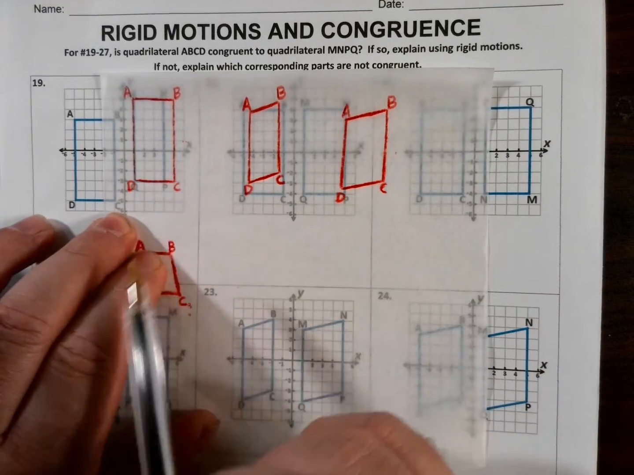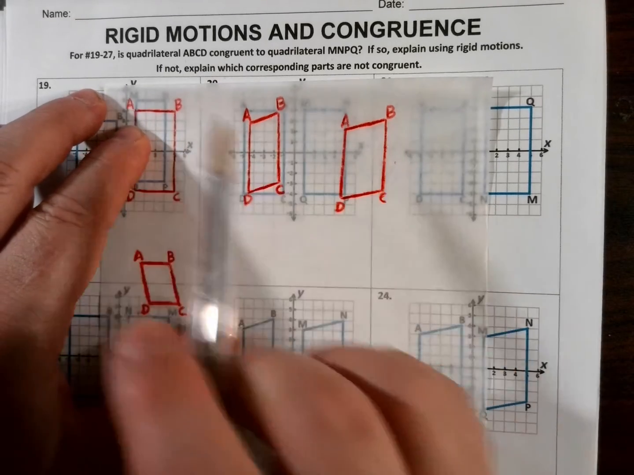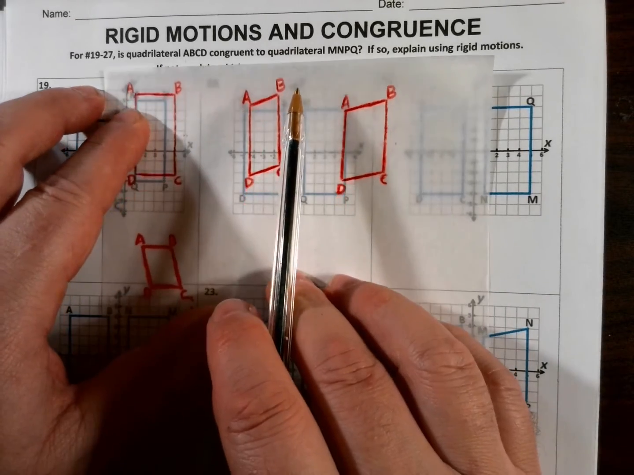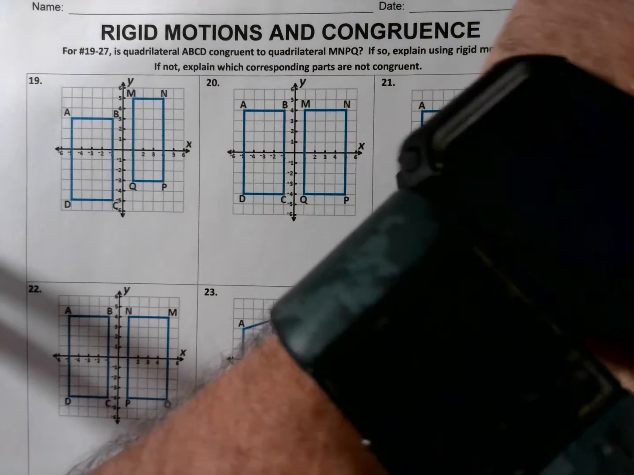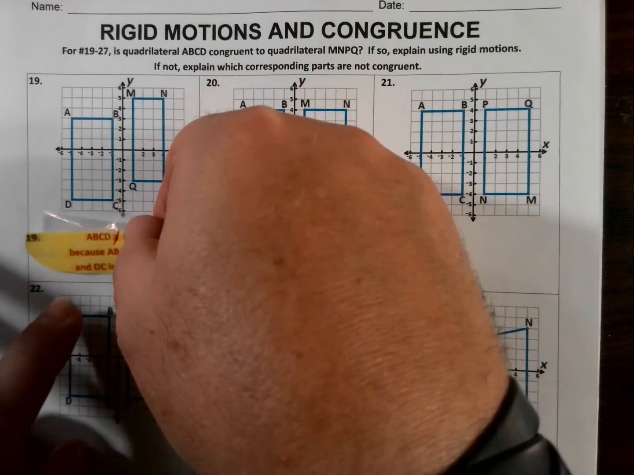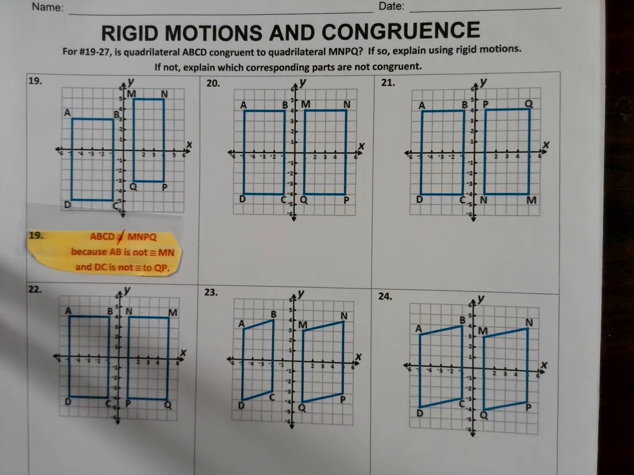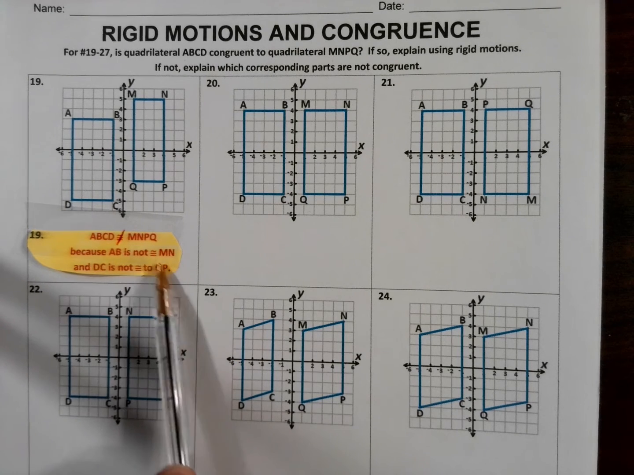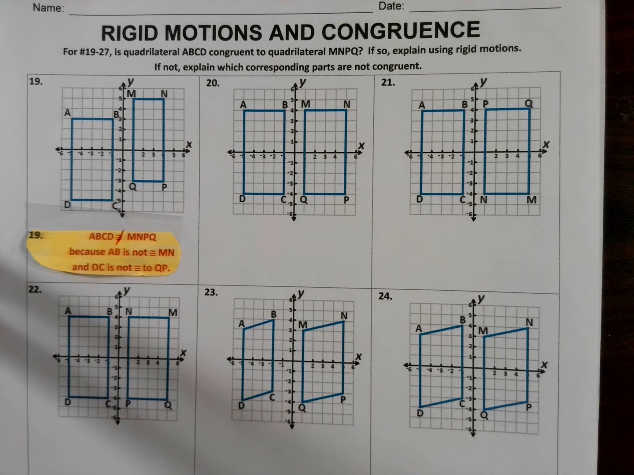The rectangles are supposed to match, but in this case it doesn't, because AB is not congruent to MN and DC is not congruent to QP. So in number 19, we're going to say that the quadrilaterals are not congruent, and that's because AB is not congruent to MN and BC is not congruent to QP.